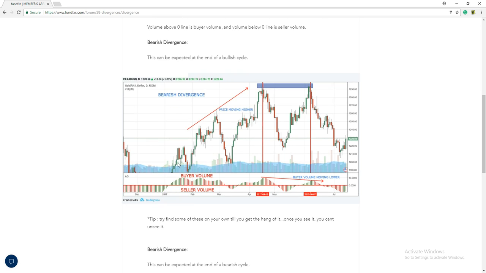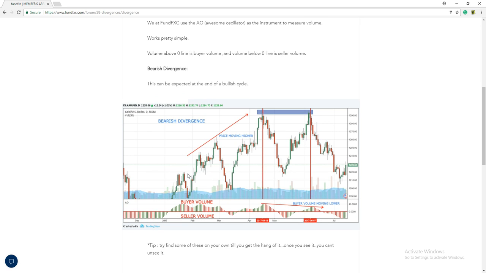This can be expected at the end of a bullish cycle for bearish divergence. As you can see, we have a bullish cycle, which is a bullish trend, which is an uptrend, where it makes a low, a high, a higher low, a higher high, a higher low, and makes a topping formation with the double top. On this top formation of the double top, we can actually see that the volumes have decreased, but the volumes have decreased above that zero line.